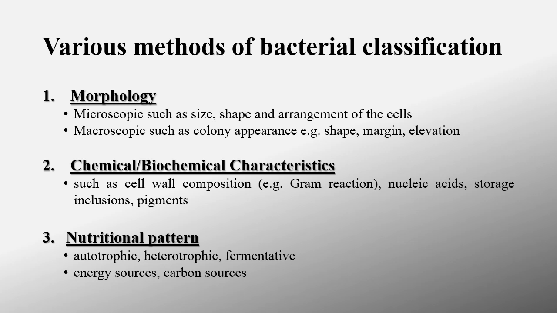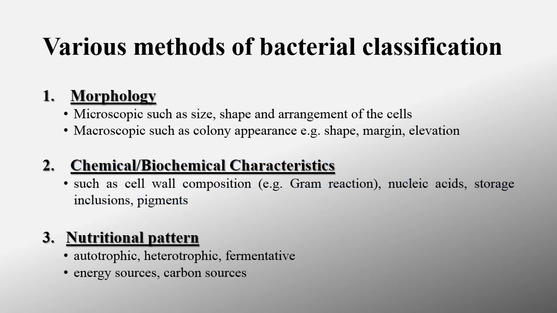Okay, the second way of bacterial classification is chemical or biochemical characteristics. Chemical characteristics are usually determined by using reagents or staining kits. For example, cell wall composition can be studied using a Gram stain, and people also use nucleic acid kits to study the nucleic acid composition. Sometimes people also study the storage inclusions, which we studied in our second lecture, and the pigmentation that can be produced by the bacteria.